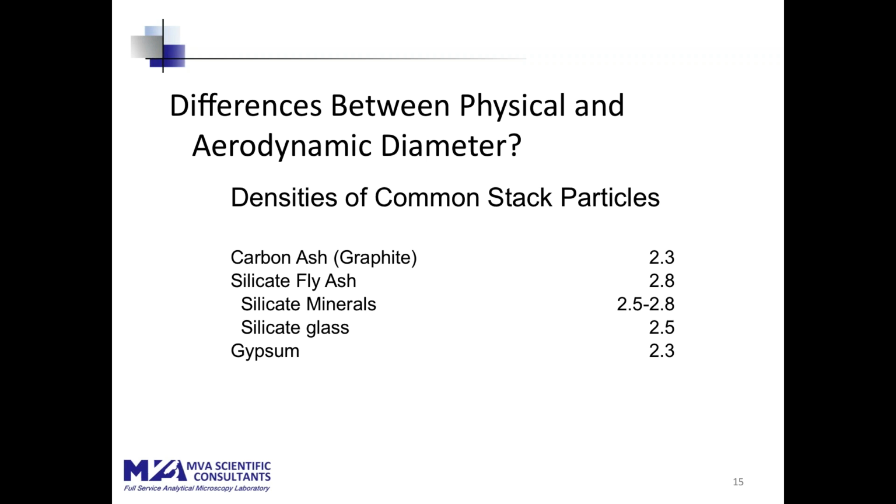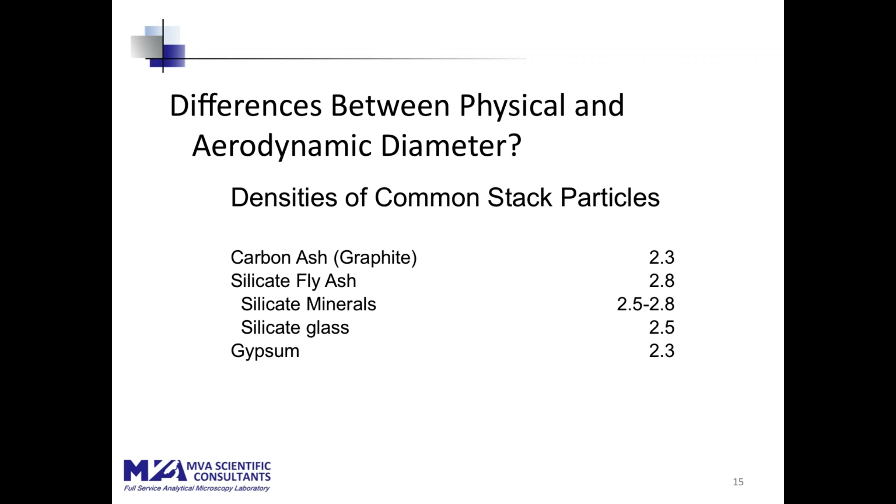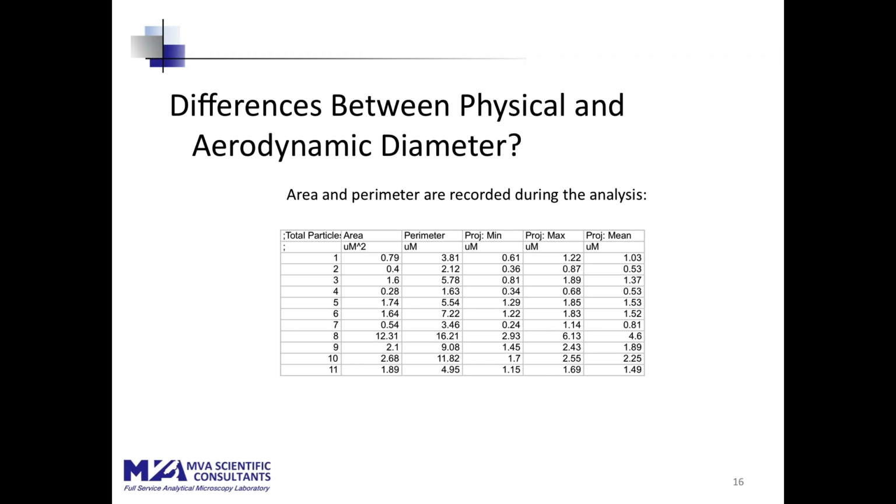If you recall from the equation, let me go back up to it, you're actually looking at the square root of the density. So the density doesn't have a huge effect. So we have a way of getting at the densities that we need for that equation. We also needed the perimeter of the particles and their projected area. Those two parameters are recorded during the particle analysis by the software, or by the human if a human is doing it. So you can measure the perimeter and you can measure the area. So we have everything that we need to go into that equation to convert geometric diameter to aerodynamic diameter.